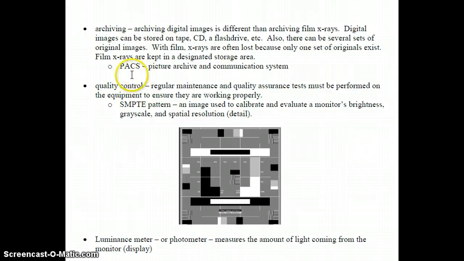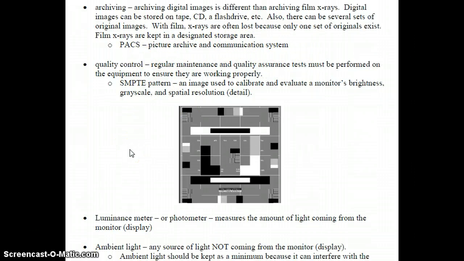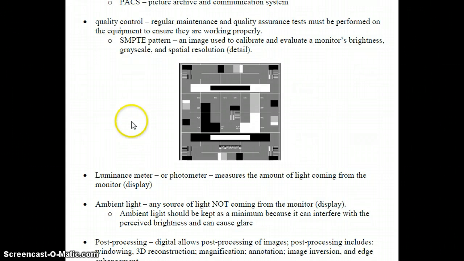The term PACS is Picture Archive and Communication System. That is the system that we use to store all of our images, the PACS system, Picture Archive and Communication System. Quality control is regular maintenance and quality assurance tests that have to be performed on the equipment.